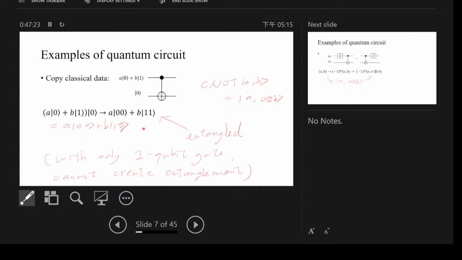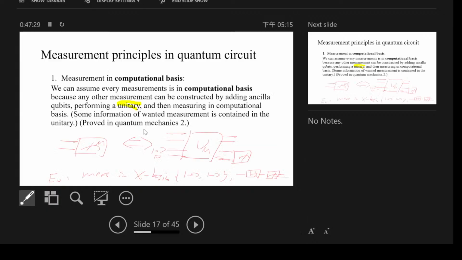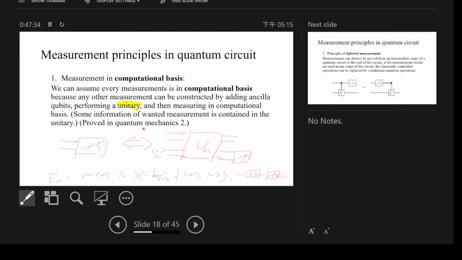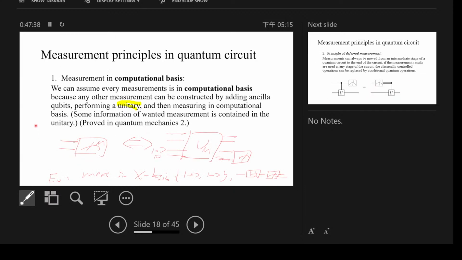Okay, and we have 5 more minutes. Let me take a peek at what's extra. We have measurement in quantum circuits. I guess we can have this next time. It's about something I tried to say already. We can say measurement is always in the computational basis.